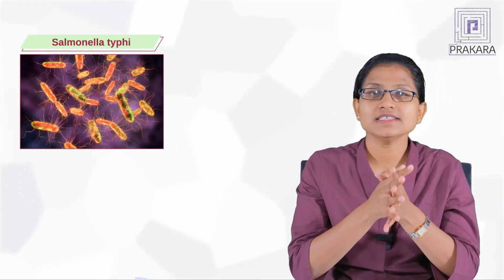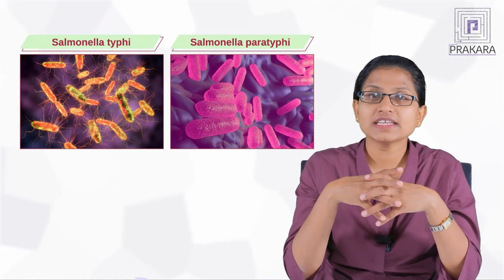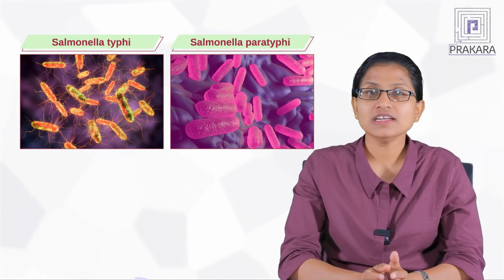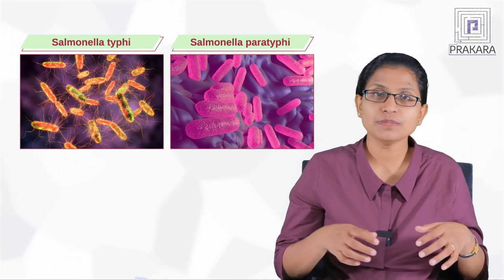The last bacteria we will look into are Salmonella typhi and Salmonella paratyphi. These two bacterial species are gram-negative, rod-shaped bacteria which are generally transmitted from a diseased person to a healthy person when water or food is contaminated with the diseased person's feces. The bacteria get transmitted from person to person and cause typhoid fever and paratyphoid fever, which are generally enteric fevers.